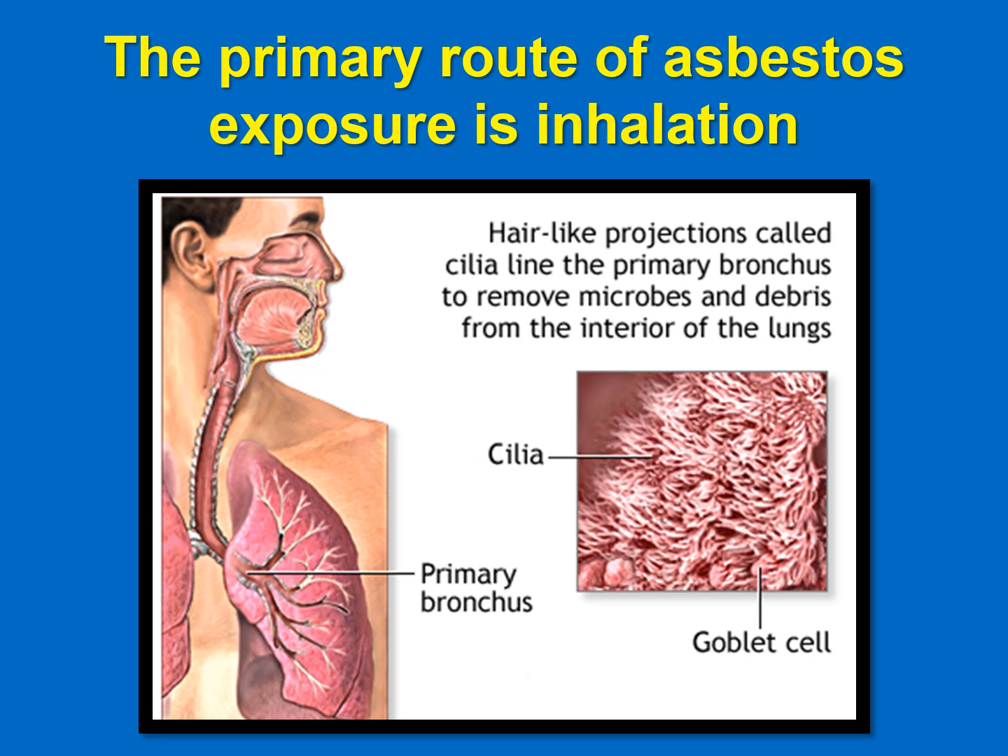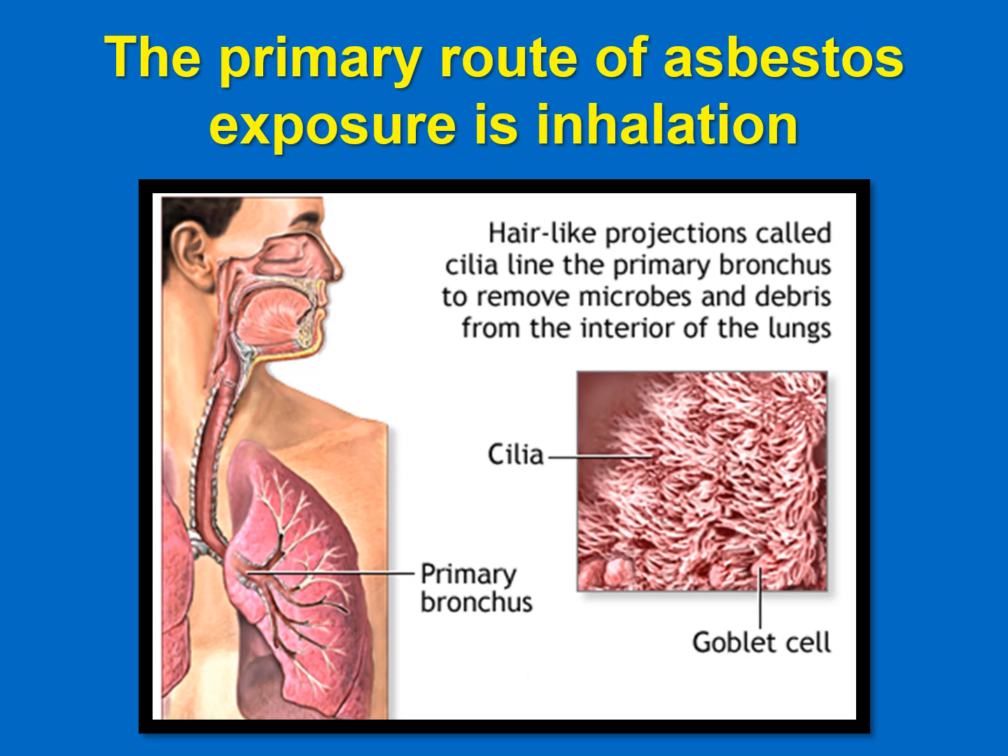So we're going to transition to the health effects. The primary route of asbestos exposure is inhalation. And so you see the respiratory system represented in this photo here, starting at the oral cavity all the way down to the lungs. And the trachea, the throat area, will house hair-like projections called cilia.